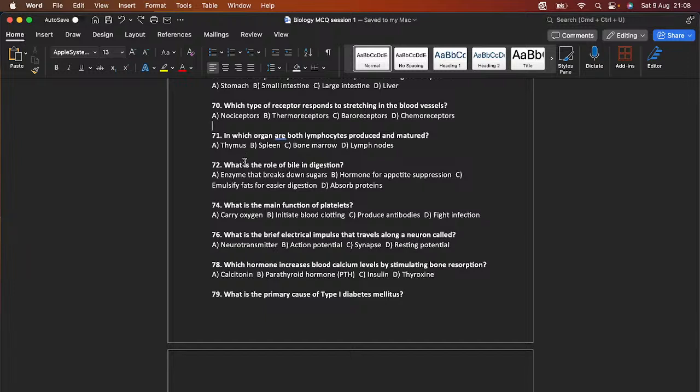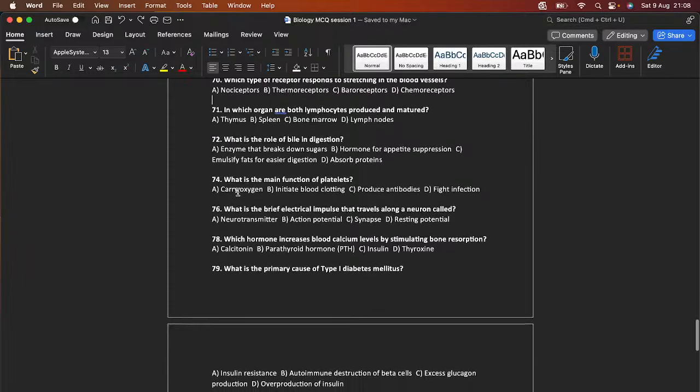What is the role of bile in digestion? So bile is produced by the liver. It's stored in the gallbladder and then released into the duodenum. The duodenum is part of the small intestine. There are three parts to the small intestine: duodenum, jejunum, ileum. So the bile is released into the duodenum. So the options are: an enzyme that breaks down sugars, a hormone for appetite suppression, emulsifies fats for easy digestion, or absorbs proteins. So the right answer is emulsify fats for easier digestion.